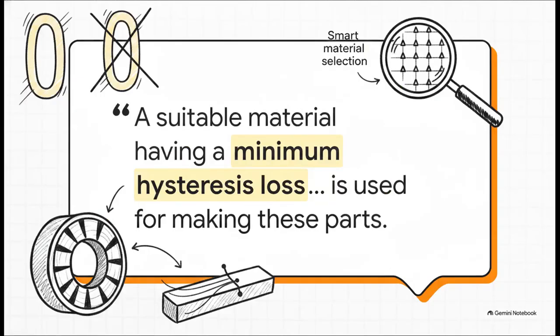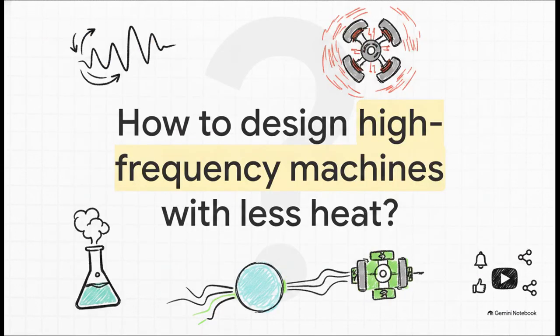I think the core takeaway here is summed up perfectly by this quote from our source text. A suitable magnetic material having a minimum hysteresis loss, which has the narrow hysteresis loop, is used for making these electrical machinery parts. The definitive fix to this heating problem isn't some complex mechanical workaround. It's actually just smart material selection. By intentionally choosing magnetic materials that naturally form narrow loops, engineers can drastically cut down on that internal molecular friction right from the start.